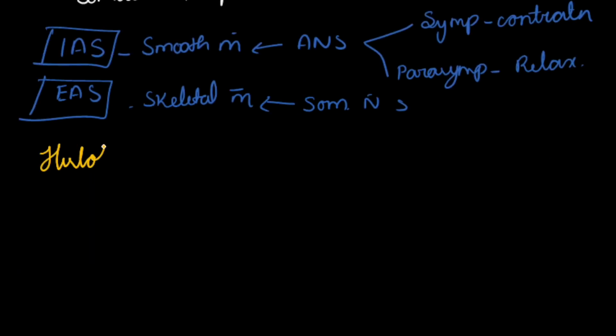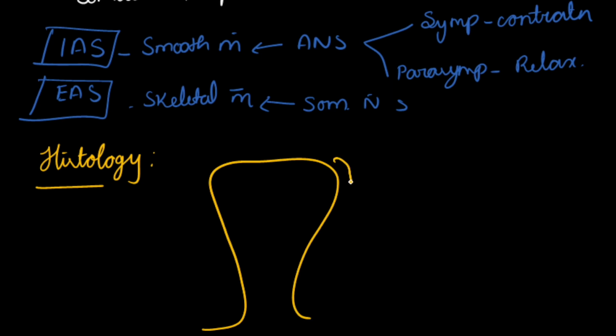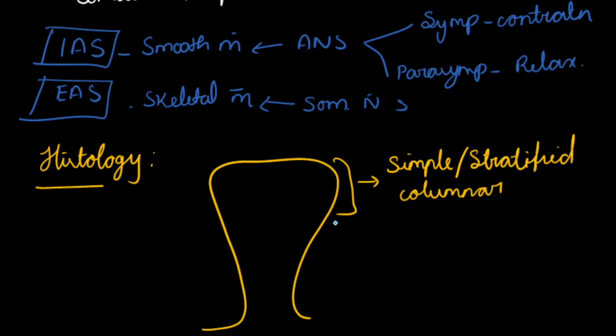Regarding the histology part, we have already discussed this. I am just making you recollect. The upper part of the anal canal is made up of simple or stratified columnar epithelium, and the middle part is lined by stratified squamous epithelium.